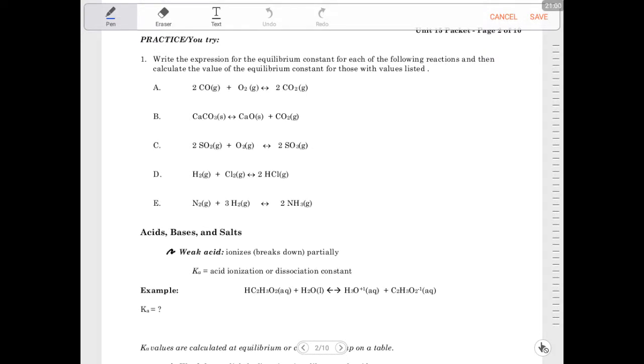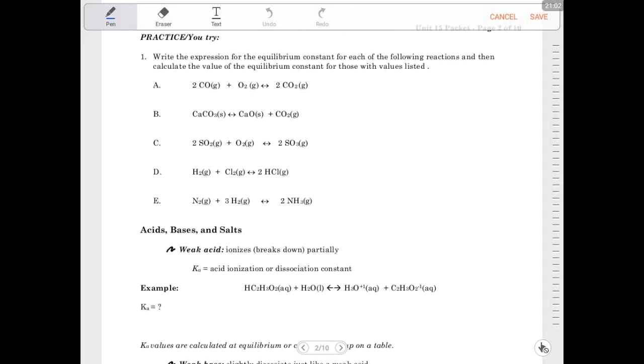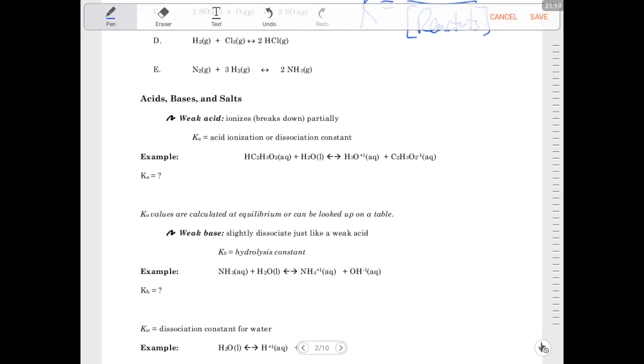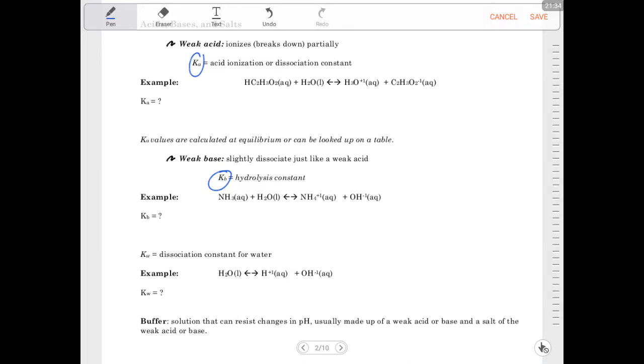All right, if you remember back to last week, last Thursday, we started talking about equilibrium expressions, right? K equals the concentration of your products over your reactants. The same thing holds true. One thing we didn't talk about were acids, bases, and salts. Nothing's really different here, folks. Ka is the ionization constant or dissociation constant for your acid. Kb, same thing, it's just talking about your base. It's the hydrolysis constant. It's still the same thing.